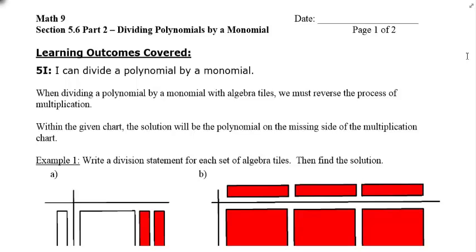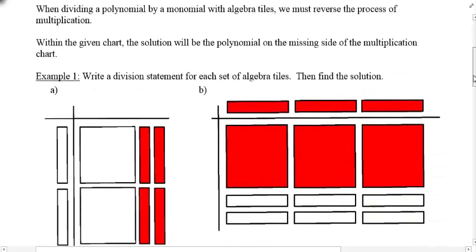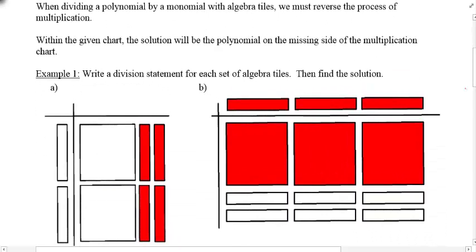When you're dividing, we're no longer trying to fill in the chart, but we're trying to figure out what's missing as one of our factors. So here, notice I've given you one of the factors, I've given you the answer, and your job is to fill in the missing tiles. Alright? In essence, the question here says the following.